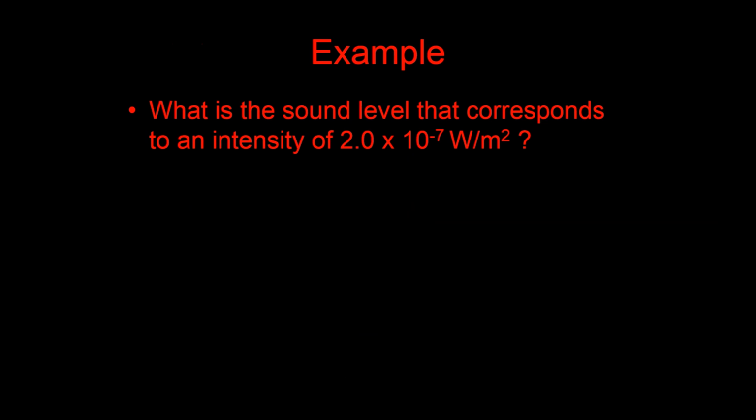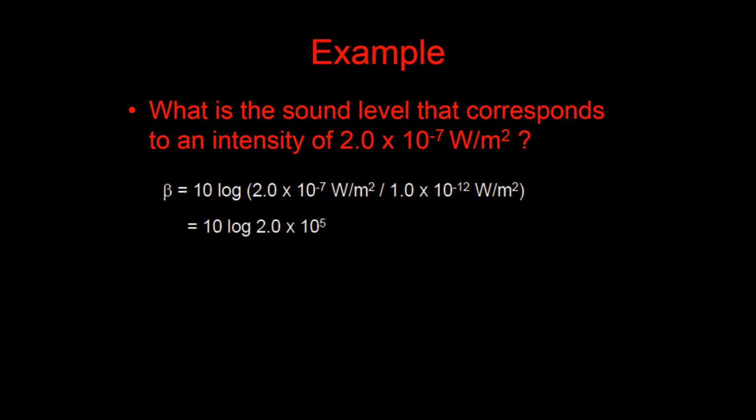So typical questions that we might see: What's the sound level that corresponds to an intensity of 2 times 10 to the minus 7 watts per square meter? So, employing our equation, beta will be equal to 10 log I over I0, so this will be 10 log 2 times 10 to the minus 7 over 1 times 10 to the minus 12 watts per square meter, giving us 10 log 2 times 10 to the 5, which gives us about 53 decibels.